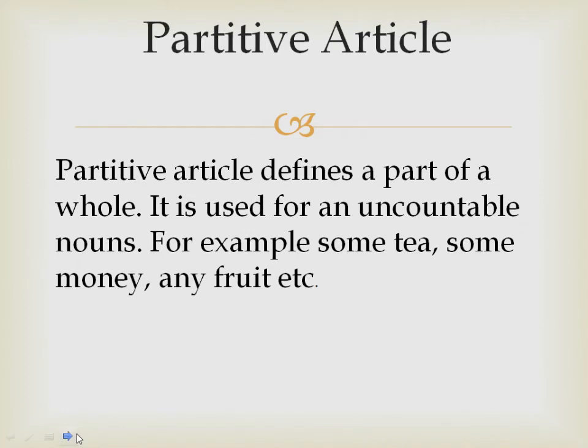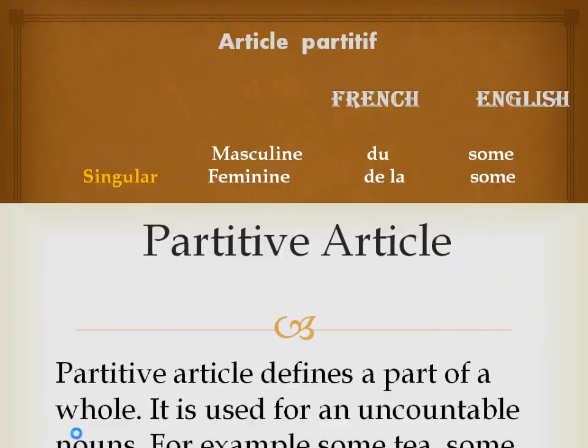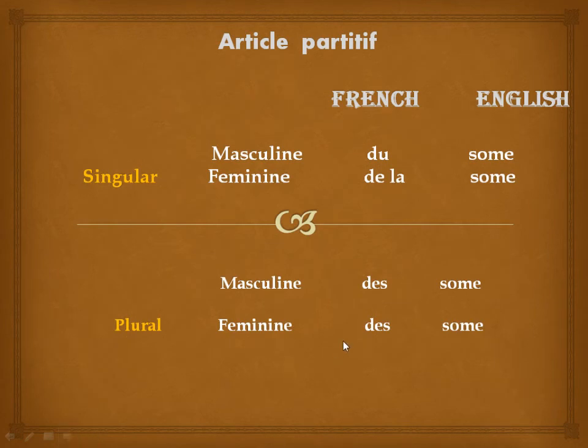Now partitive article. Partitive article defines a part of a whole and it is used for uncountable nouns. For example, some tea, some coffee, some juice, some money, any fruit, etc. And it is the combination of a preposition and the definite article. Well, in English, we do not have any equivalent for partitive article, but in French we do have. So, for masculine we use du, for feminine we use de la. So here you can see that it's a combination of de as a preposition and la as a definite article. And if we talk about plural, we have des, which we also use as an indefinite article for plural. So des is used as a partitive article for plural.